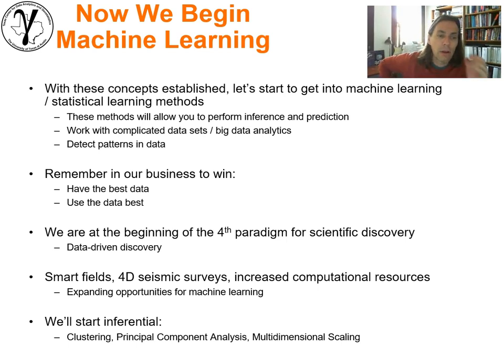So, given all of that, I think we're now ready to start getting into some fundamental, basic machine learning methodologies. These methods will allow us to perform inference and prediction, to work with complicated data sets or even simple data sets, big data and small data, to detect patterns in data, to find new features, to make good predictions. Remember, it's in our business to win, and usually winning, we used to say, was having the best data. I think now it's having good data or great data and doing the best with our data. I think that's what gives us an edge.